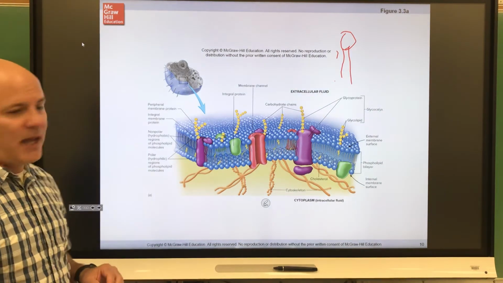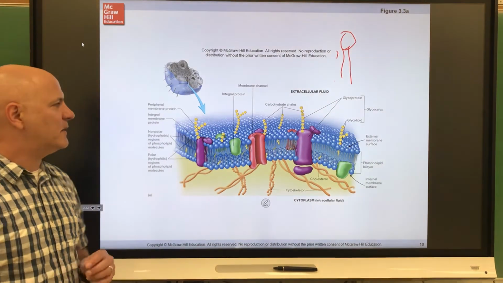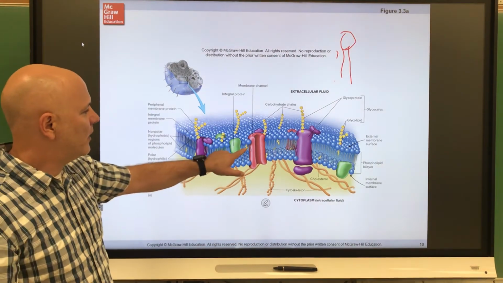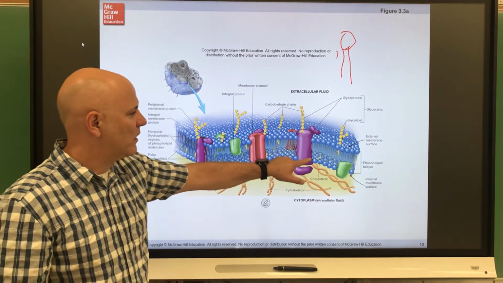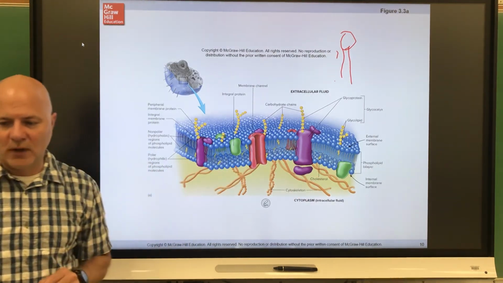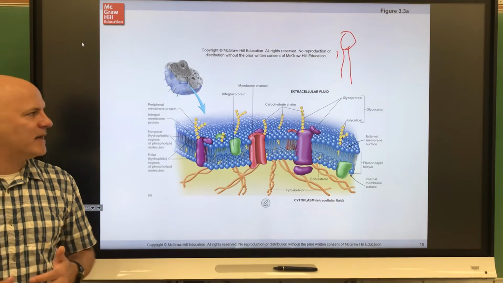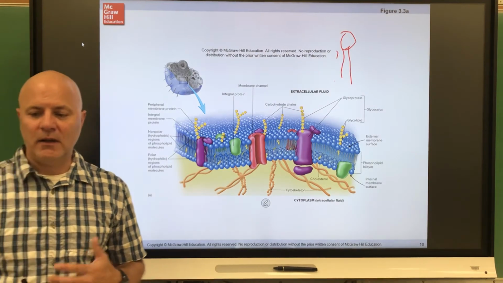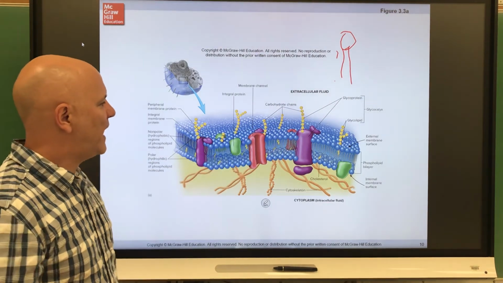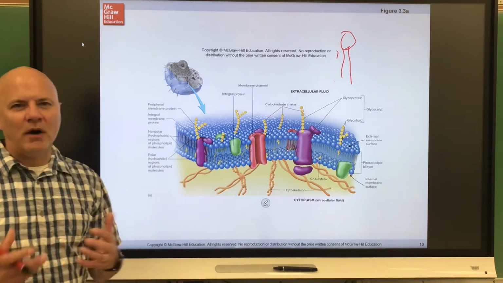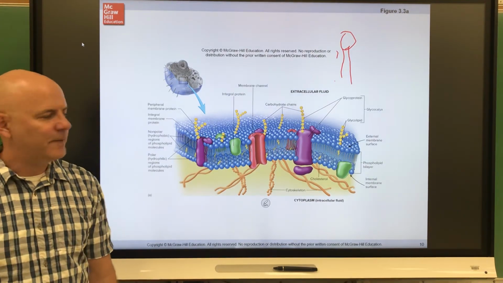Now, let's take a look at other lipids that are found in the plasma membrane. Another one are these little guys here. These are cholesterol. Cholesterol helps stabilize the plasma membrane. All right, because these phospholipids are kind of watery, it's going to help hold them together.